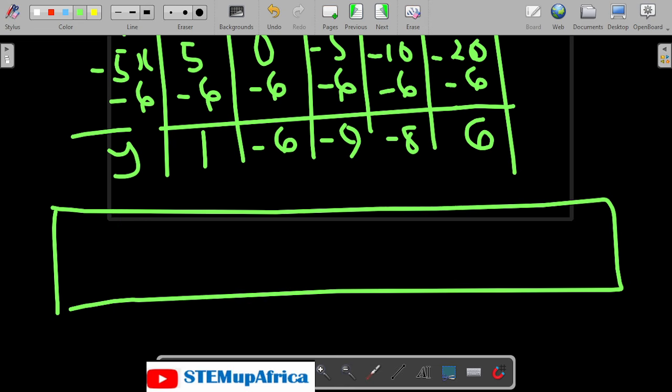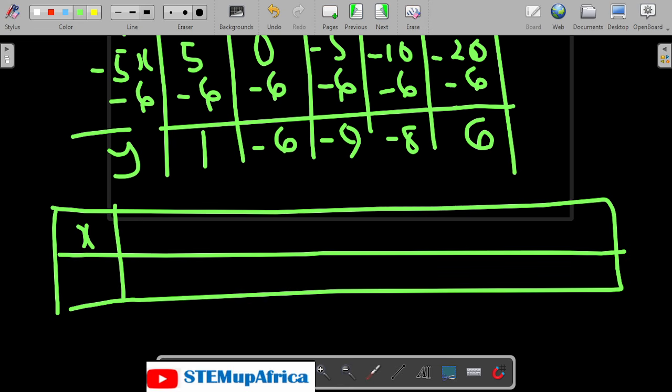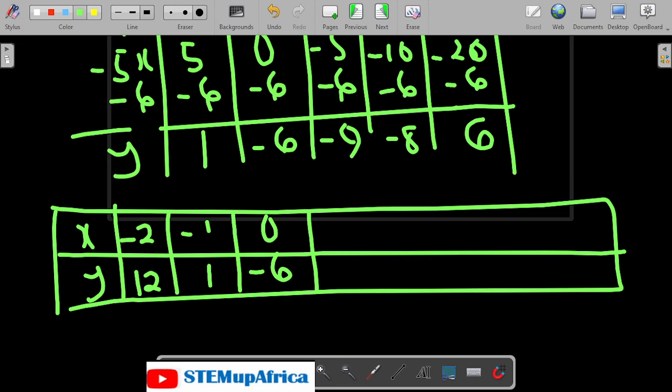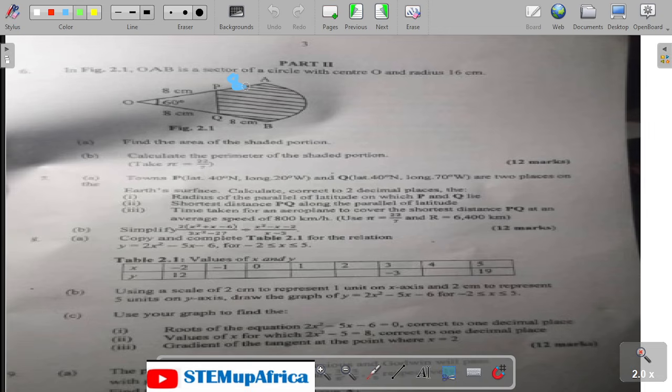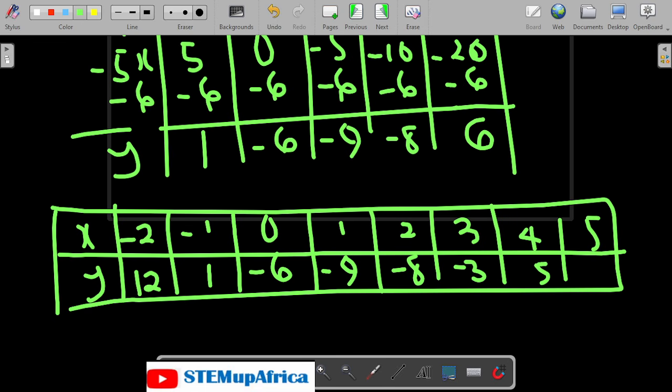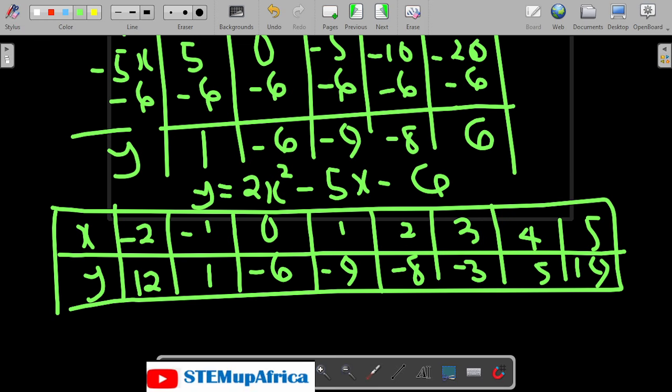So if I should draw the table for this, I'm going to complete the table now. I'll have something like this, which is x and y. Here -2 is now 12, -1 is now 1, 0 is now -6, 1 is -9, then 2 is -8, then 3 is given to us from the question, 3 is -3, then 4 is also given to us from the question, then 5 is 19. So this is the table for this expression. Y is 2x squared minus 5x minus 6.